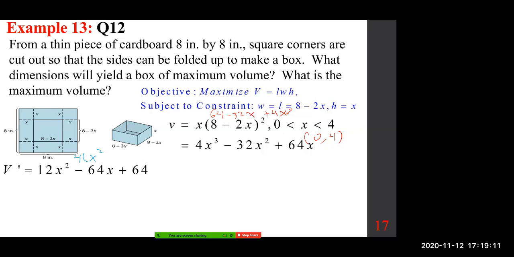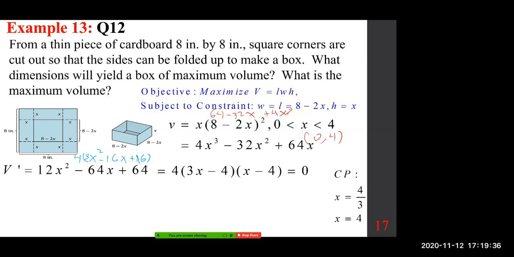Four times 3x squared minus 16x plus 16. We can factor that as follows. I'm hoping everybody's comfortable with the factoring. There are two CPs.